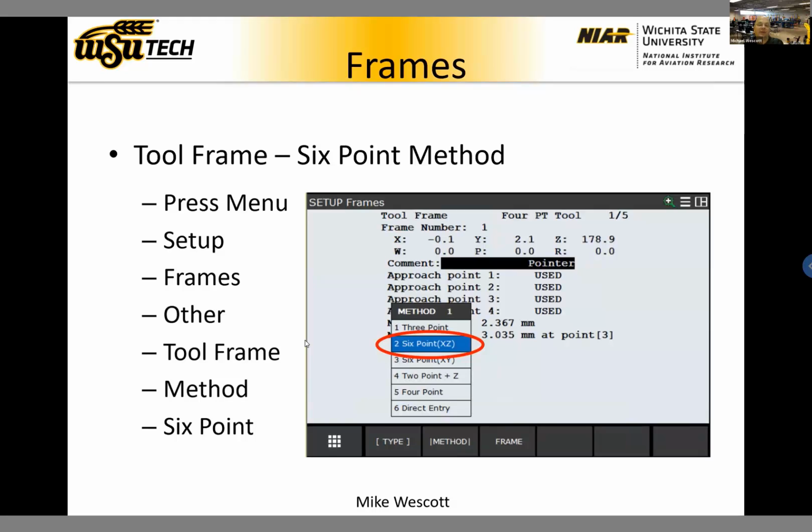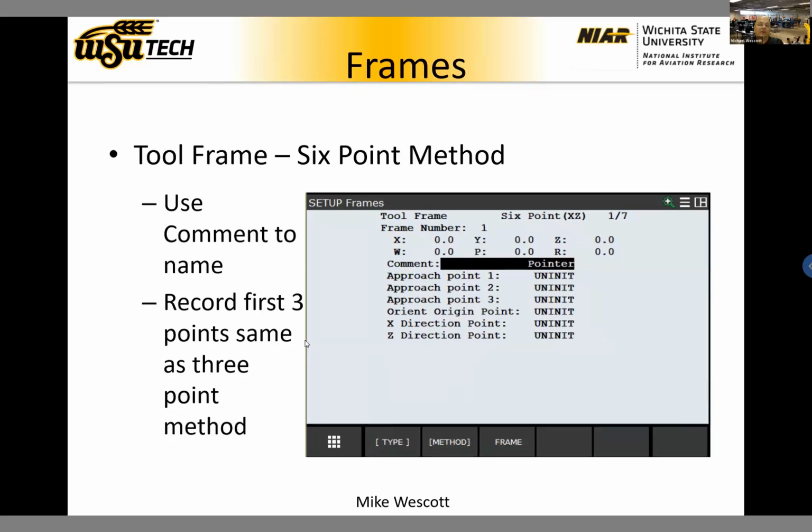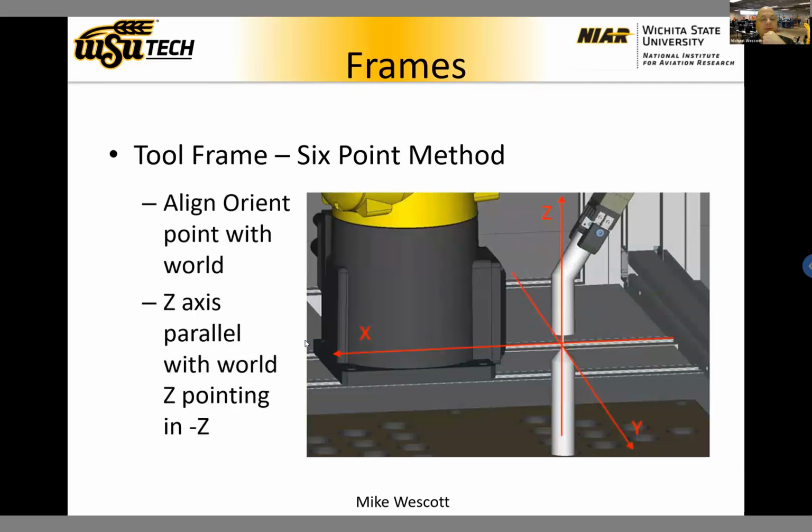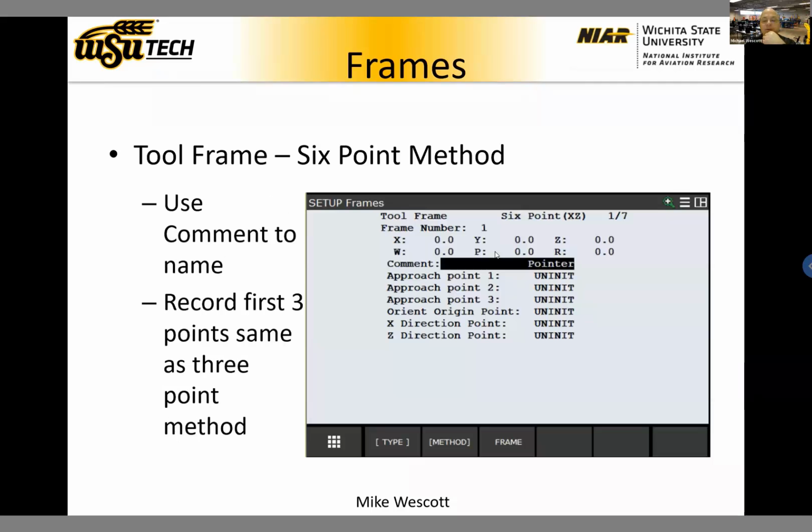So in the 6-point method, again, to access it, you'll go through the same steps: the menu, setup, frames, other, tool frame, method, and 6-point. You'll use comment to rename it to match whatever your process is again. And then the first 3 points record the same as the 3-point or the 4-point method. The orient origin point, which is this point right here.